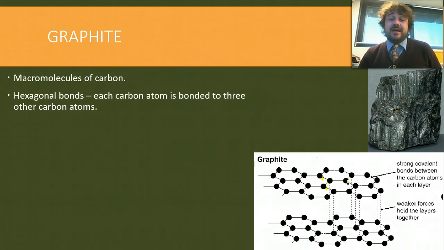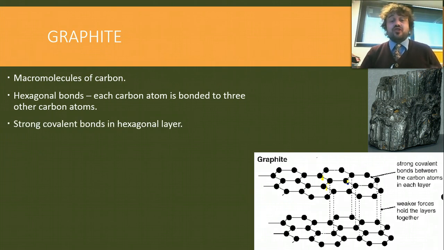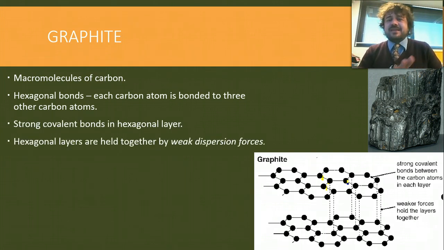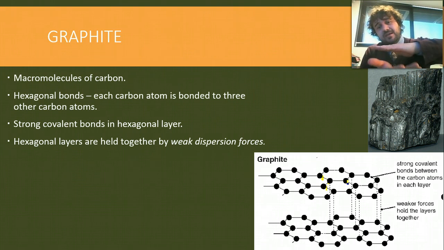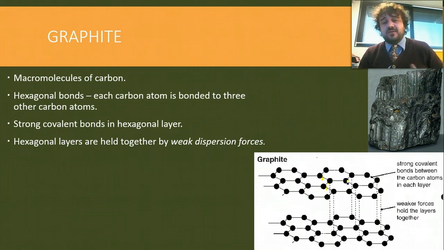All right, so again, macromolecules. There are hexagonal bonds. Each carbon atom is bonded to 3 other carbon atoms, with strong covalent bonds in that hexagonal layer. The hexagonal layers are then held together, sitting on top of each other, by weak dispersion forces.